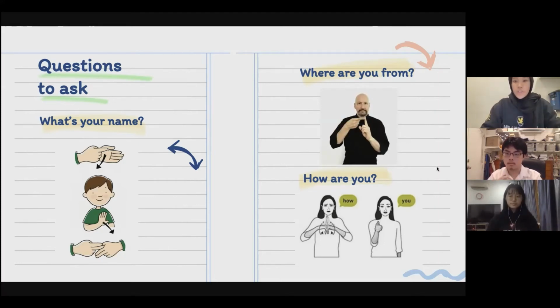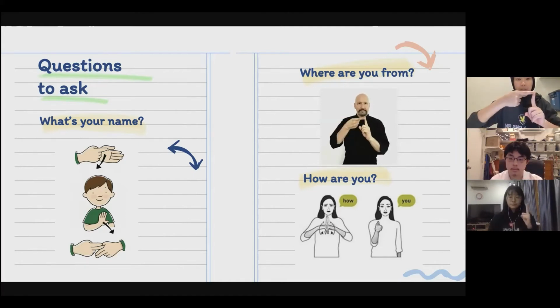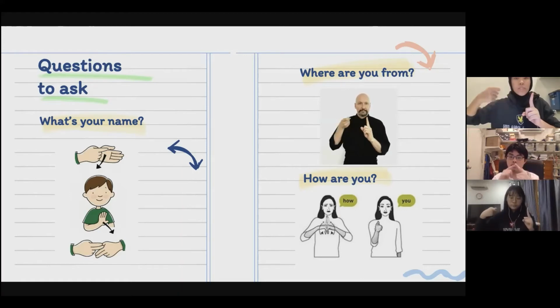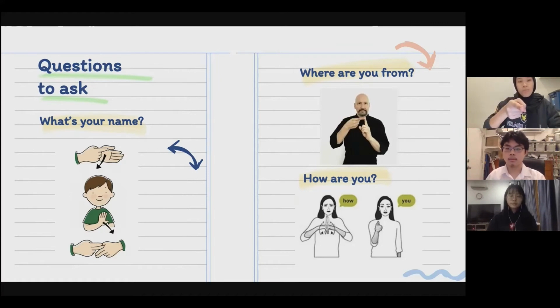The next question that we are going to learn is where are you from? So you just point to the person that you're talking to. You. From. So you take your index finger, dominant hand, and you pull it away, pull it to your right side. From. Where. So this is where. So make sure you show your face expression as well. So you, from where.